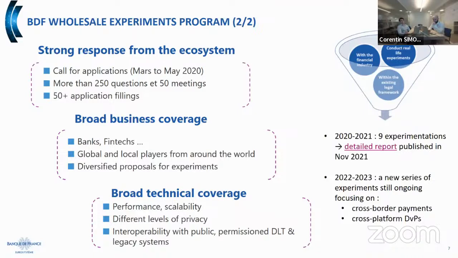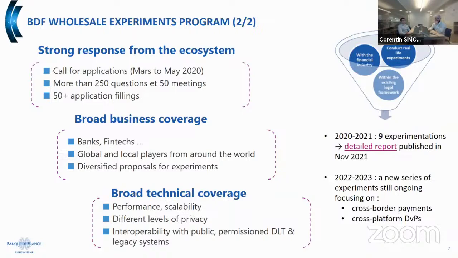From a business point of view, we received responses from a wide variety of actors, such as banks and fintechs, from around the world, and with diversified proposals. On the technical side, these experiments enabled us to explore important topics such as performance or scalability, but also privacy and interoperability with public or private DLTs or with legacy systems. This call for application allowed Banque de France to lead 9 experiments between 2020 and 2021.